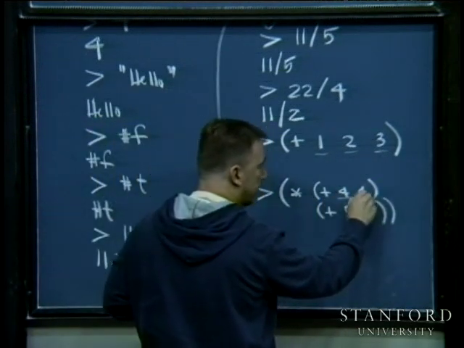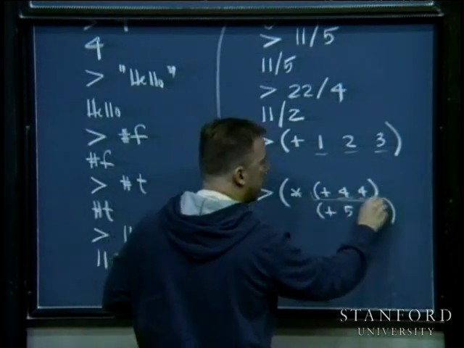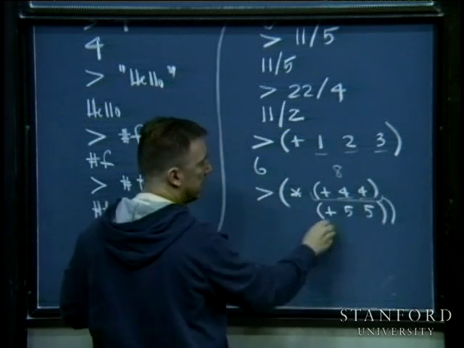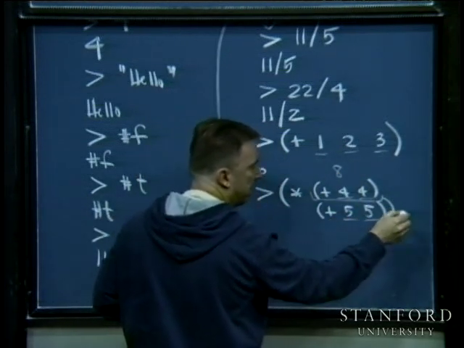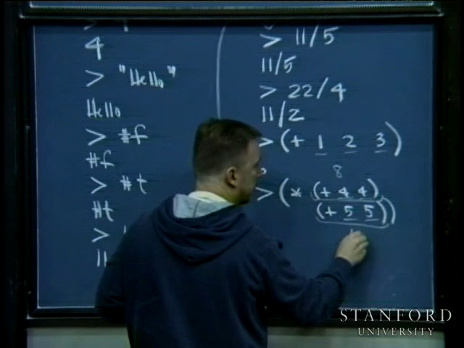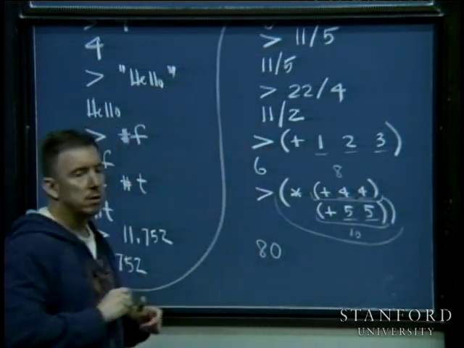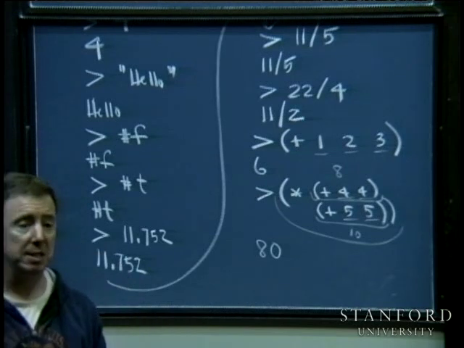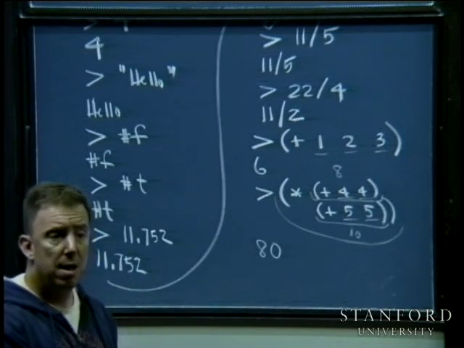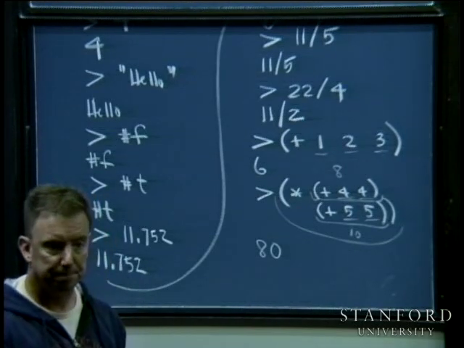That 4 would evaluate to a 4, that 4 would evaluate to a 4. This, as an expression, would evaluate to an 8. 5 would evaluate to a 5. 5 would evaluate to a 5. This entire thing would evaluate to a 10. The overall thing would evaluate to an 80, and that's how you get an 80. It's not the math that's interesting. It's actually the manner in which things get done. I think that's the most informative here, okay?